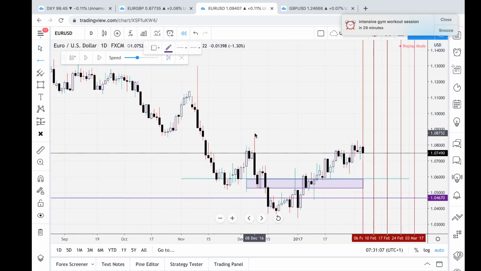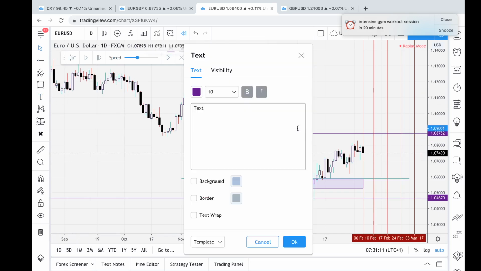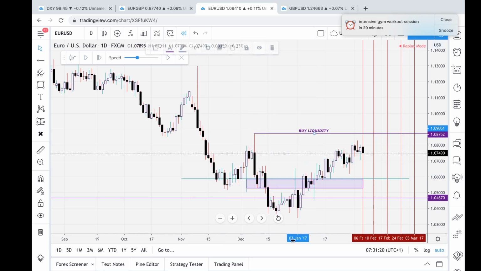So this is where potential buy side liquidity would be resting. So we're going to keep buy liquidity. Okay, so buy liquidity resting off that level. And definitely we could look at this level for potential bullishness in the marketplace.